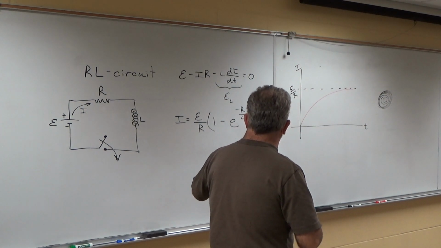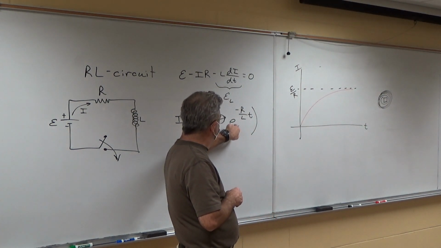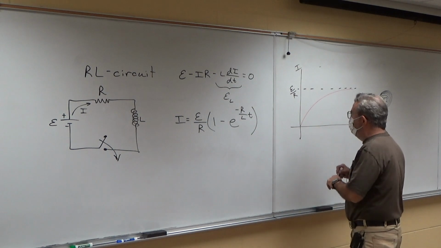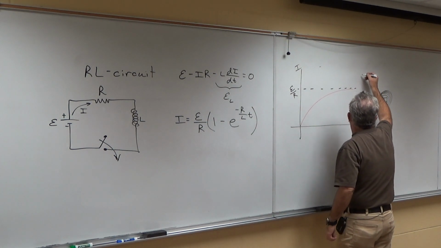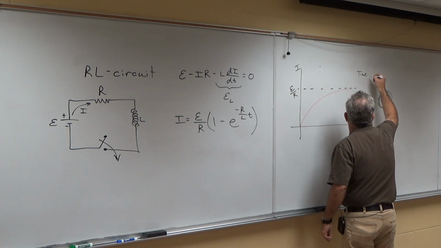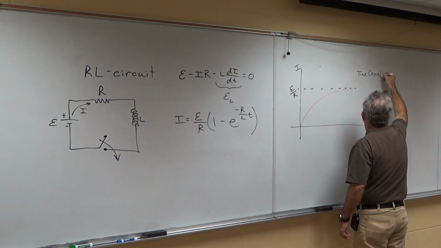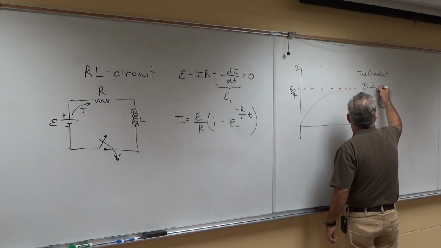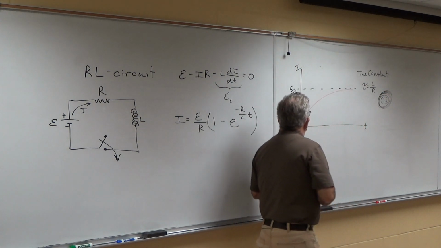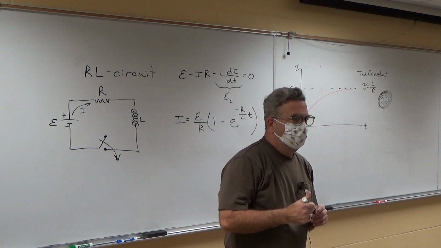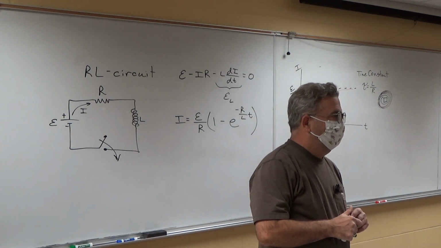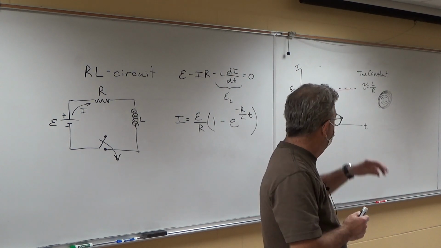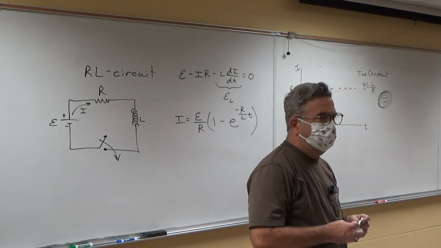By the way, I did want to mention on this, look at this term e to the minus R over L t. Back to the stuff we did with capacitors, the time constant, in this case, for an RL circuit is tau equal to L over R. L over R has units of seconds. For the RC circuit, RC had units of seconds. L over R has units of seconds here.